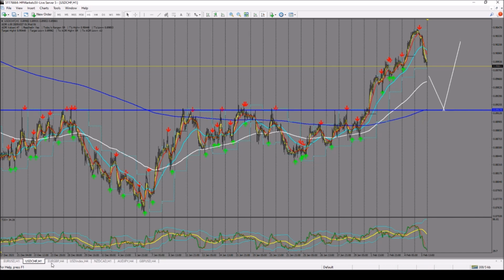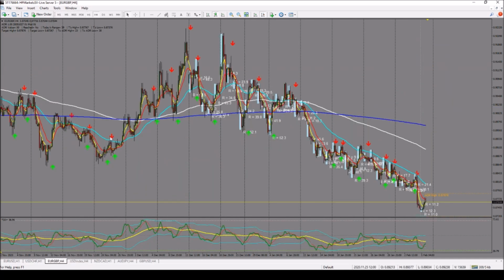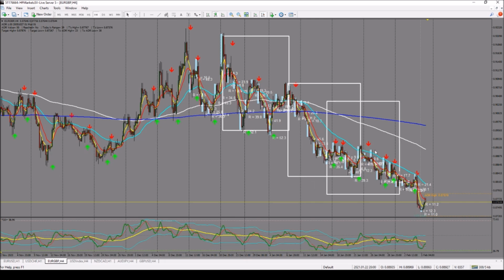Then on euro against GBP, as you can see on the H4 time frame, this was the first level of drop plus its consolidation. Then after that, we had the second level of drop and a small pullback where we had a reset on the H1 time frame, and then we had this last level on the H4 time frame.